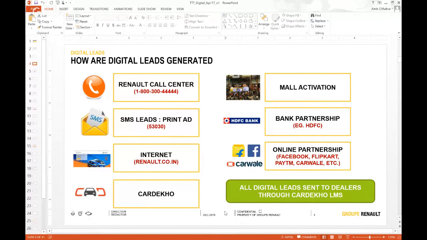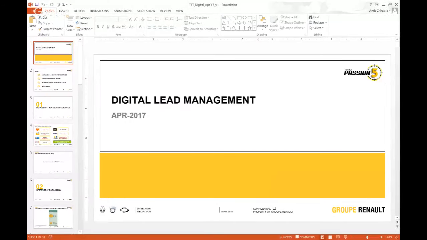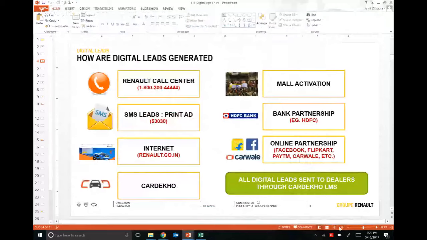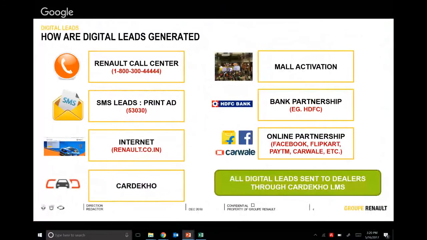The major chunk that also comes from Renault is from the multiple partnerships they have, sometimes with Facebook, sometimes with Flipkart, and you must be seeing Carvale leads also coming. These leads are received from multiple platforms. Carvale leads are called DCB leads, where the customer himself puts in his interest and verifies the dealer. Then these leads are passed on to us and eventually sent to you through the LMS. And obviously there are CarDekho leads, generated on our website and our application, and through different marketing campaigns that CarDekho runs on Facebook and elsewhere. These are also leads coming through our site.